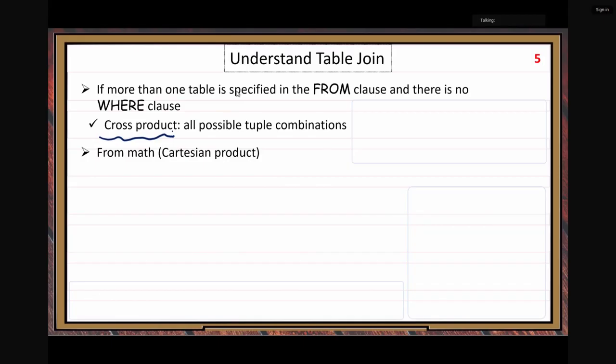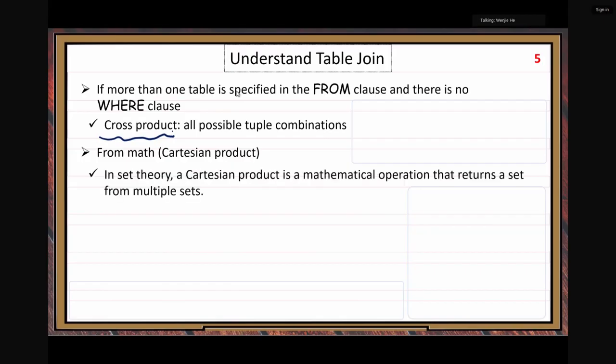From math, people also call it the Cartesian product. Let's recall our discrete math, the meaning of the Cartesian product. In set theory, a Cartesian product is a mathematical operation that returns a set from multiple sets. In which way? Which way from multiple sets? Here is an example: A cross B, the Cartesian product.